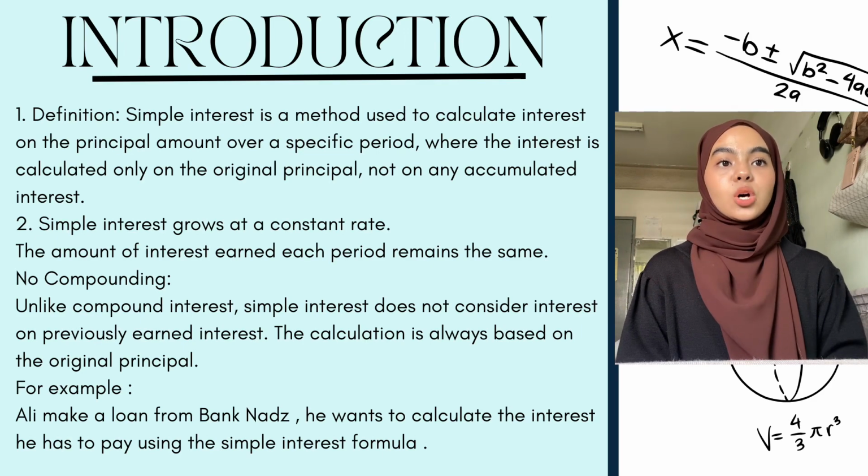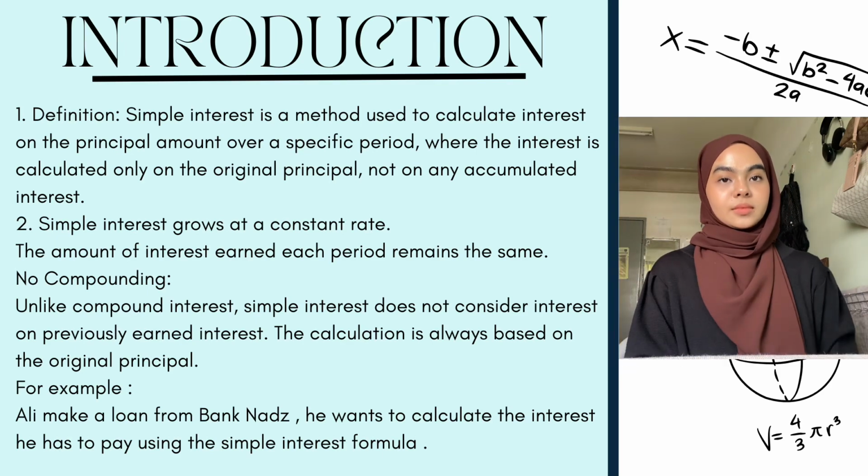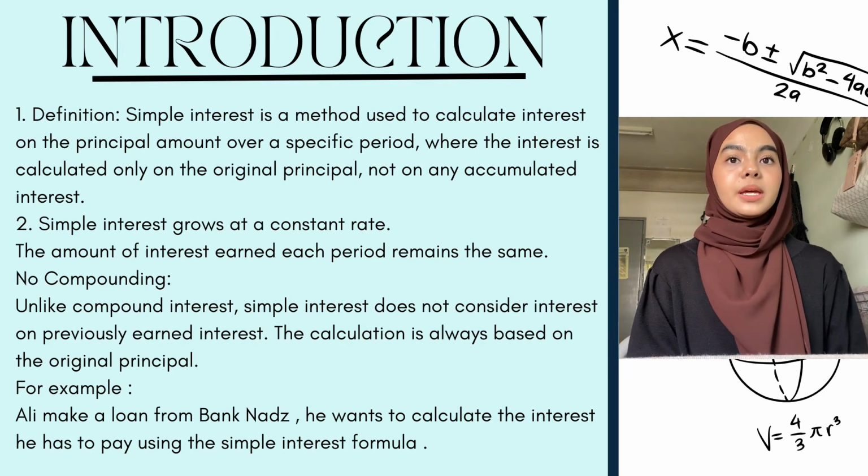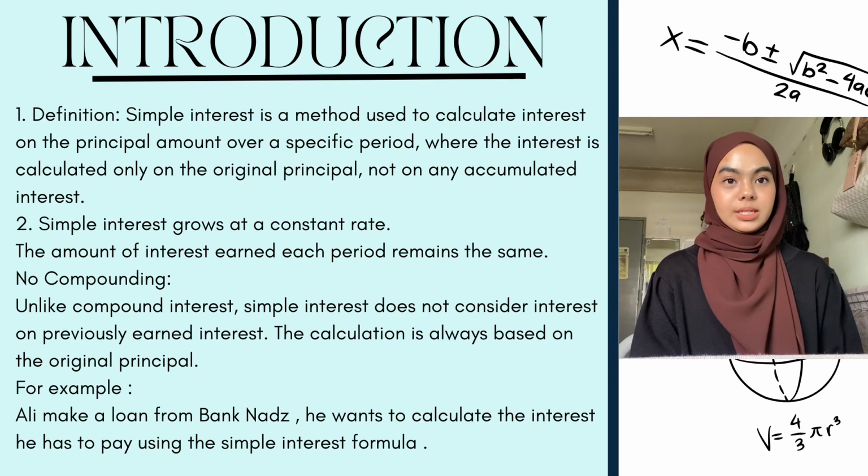The calculation is always based on the original principal. For example, Ali made a loan from a bank. He wants to calculate the interest he has to pay using the simple interest formula.